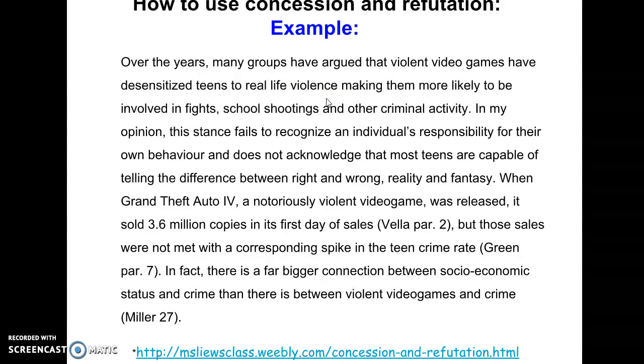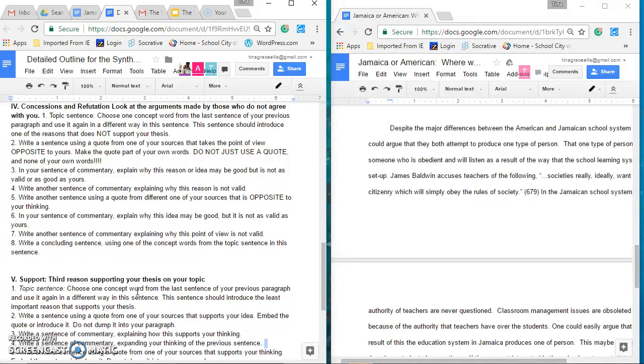So now I'm going to pause here for a second, and I'm going to show you my example and the expectations that you need to meet based on the outline. Okay, back to my sample synthesis essay. And now I'm going to demonstrate to you how I write my concession and refutation argument. Okay, these are the criteria that you need to meet.